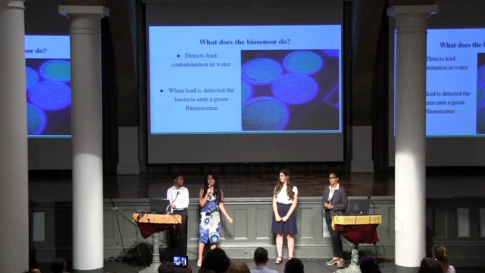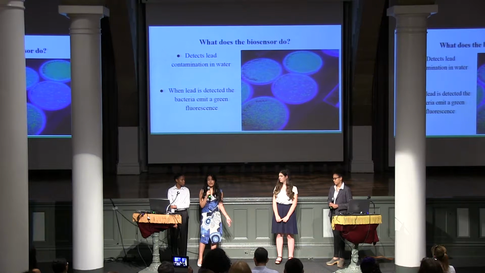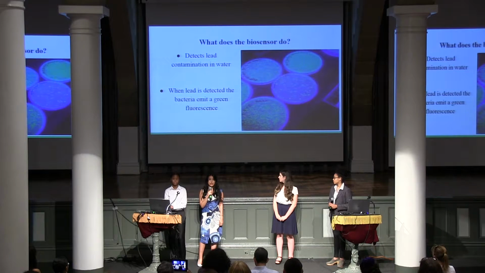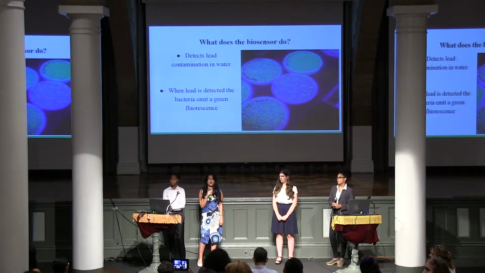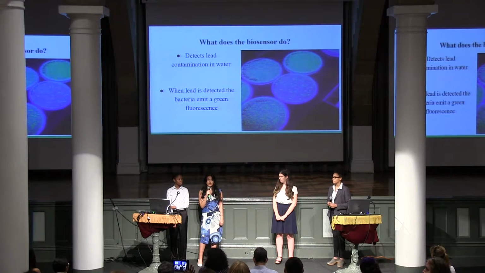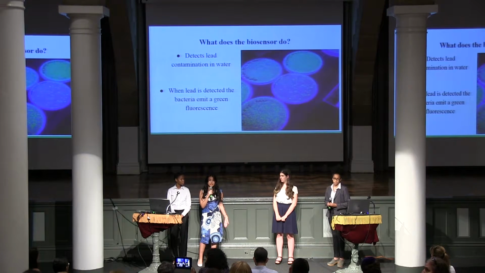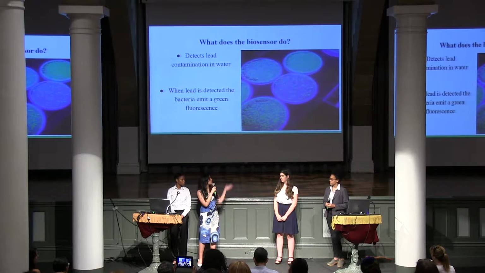So what does our biosensor do? Basically, our biosensor detects lead contamination in water, and so our biosensor will release a green fluorescence every time it senses lead in the water. So the amount of fluorescence correlates to the amount of lead in the water. The more lead there is, the more fluorescence you'll see. And this fluorescence is best seen under a black light, but can also be seen under plain light as well. And it'll look something like this.